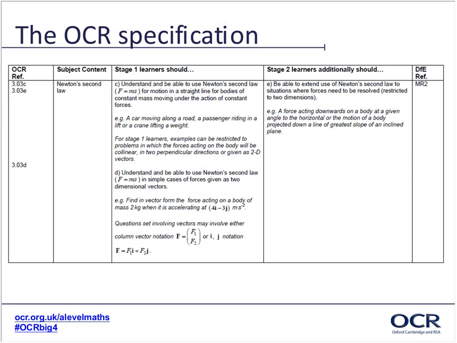Okay, so the OCR specification, this is what it looks like. This is stage 1 and the stage 2 in the A-level spec. Stage 1 refers to the first 2 terms of a 5-term A-level. And the reason we've done that is that matches up to the AS. It's not really sensible to talk about year 1 because year 1 suggests the whole of year 12.